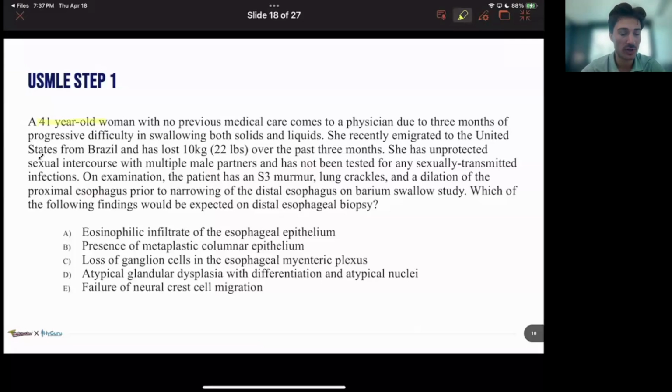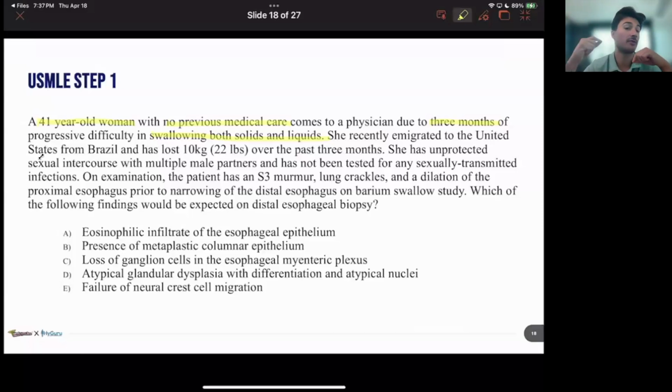A 41-year-old woman with no previous medical care comes to the physician due to 3 months of progressive difficulty swallowing both solids and liquids. Right off the bat, guys, we're given a 41-year-old woman, no previous medical care. Think about that as being a risk factor. Then, specifically with the present, 3 months of progressive dysphagia, difficulty swallowing both solids and liquids. Already, guys, I want you thinking solids and liquids, progressive dysphagia. What are potential things that are already coming to mind here?